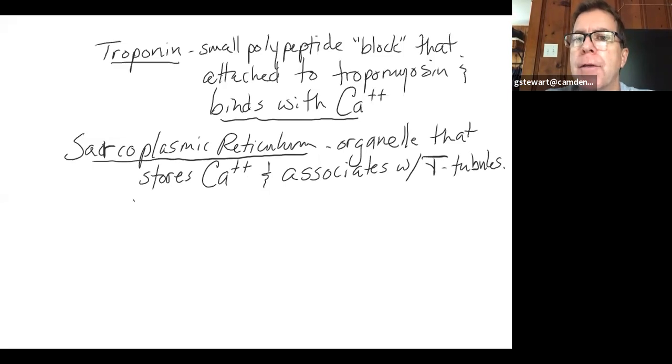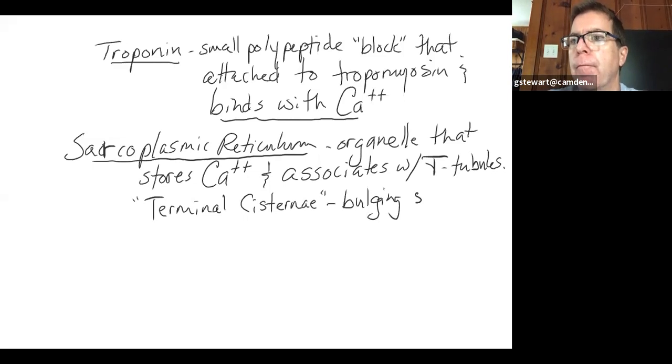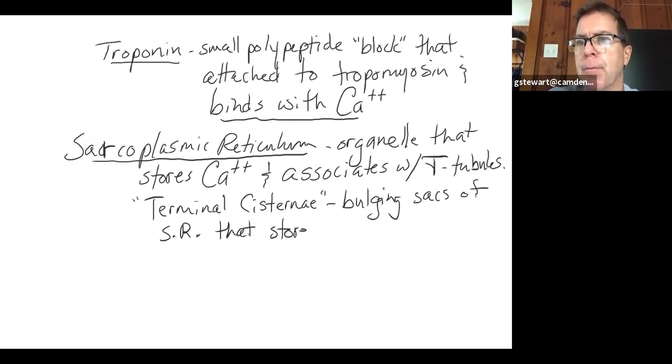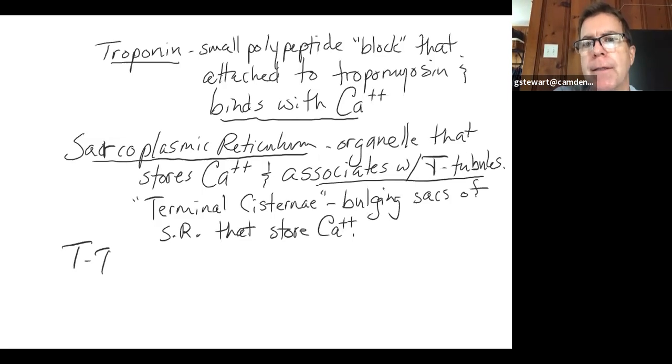Well, before I do that, this word, you're going to hear it and read it. Terminal cisternae are just bulging sacs. They're part of the sarcoplasmic reticulum. They're bulging sacs of, I'm just going to put the SR, the sarcoplasmic reticulum, that store the bulk of calcium. And they're the part that are associated with T tubules.